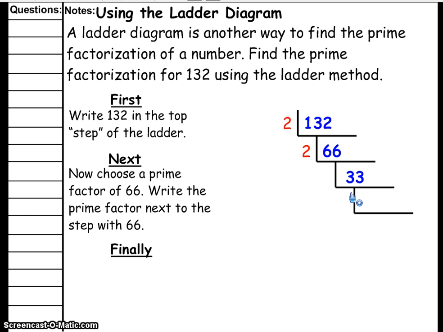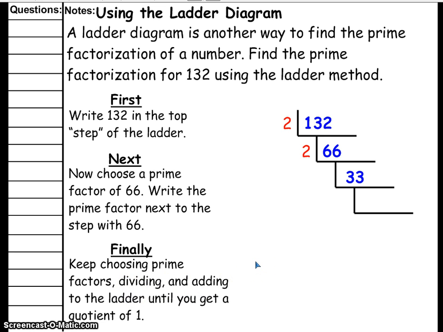You just keep repeating that same process of choosing a prime factor, dividing, and adding it to the ladder until you get a quotient of 1. So now, what can I divide 33 by? That's a prime number. Now I'm going to use 3. And 33 divided by 3 is 11. The only number that I can divide 11 by is 1 and itself. So I'm going to put 11, since it's a prime number, on the outside, and I end up with 1 on the bottom of my ladder.